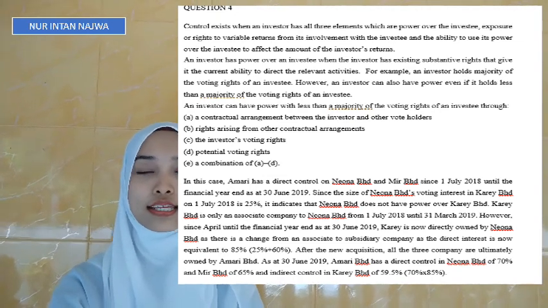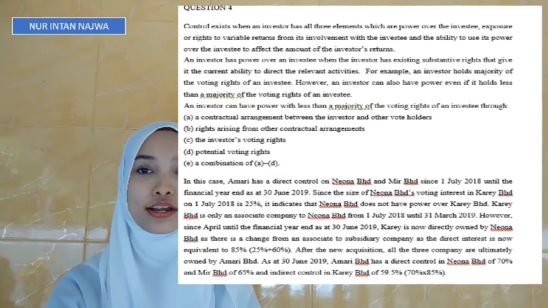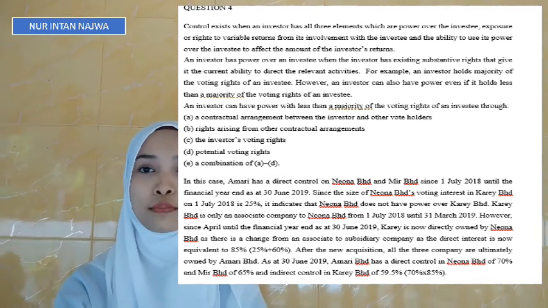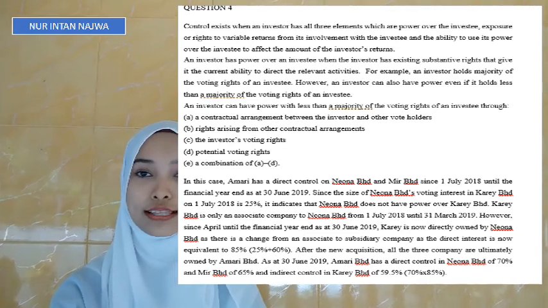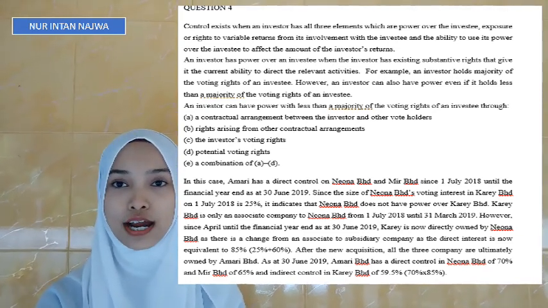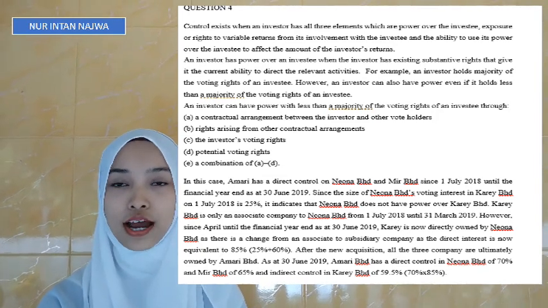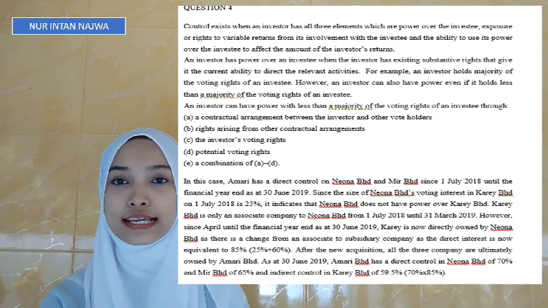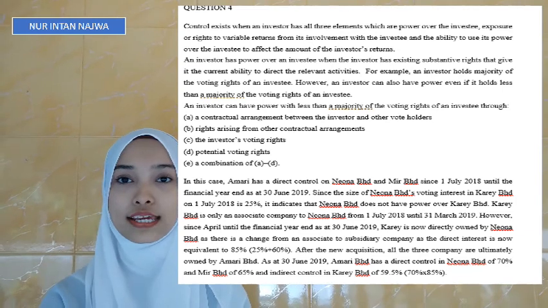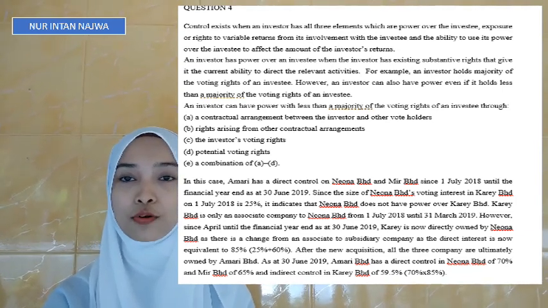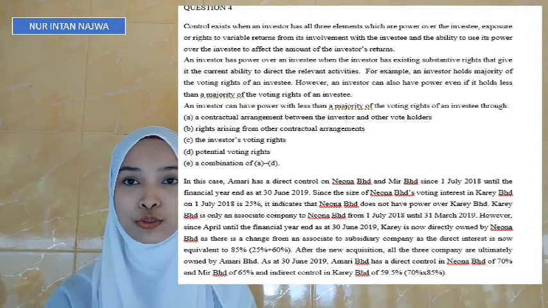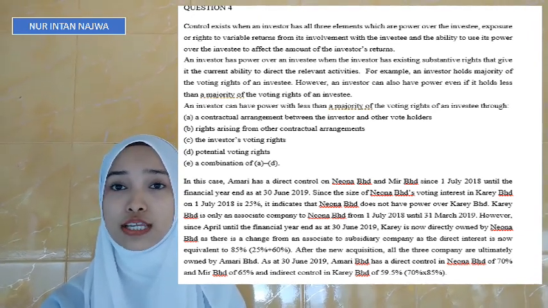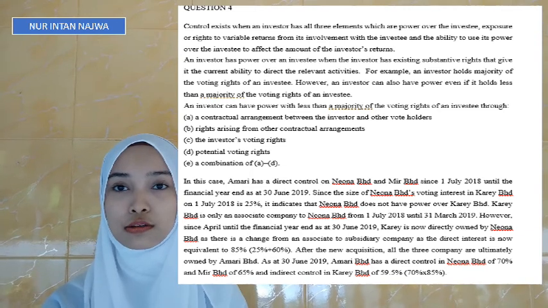In this case, Amari has direct control of Niona Berhad and Mir Berhad since 1st July 2018 until the financial year end as at 30th June 2019. Since the size of Niona Berhad's voting interest in Kari Berhad on 1st July 2018 is 25%, it indicates that Niona Berhad does not have power over Kari Berhad. Kari Berhad is only an associate company to Niona Berhad from 1st July 2018 until 30th March 2019.